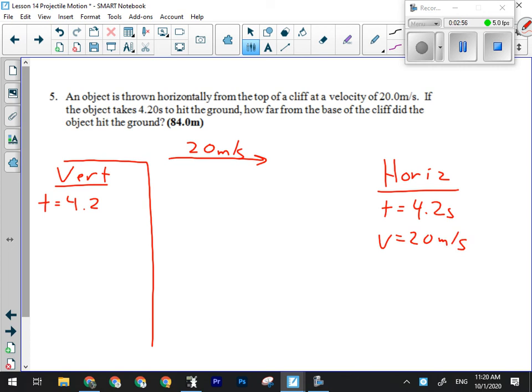If the object takes 4.2 seconds, how far from the base of the cliff did the object hit the ground? This one's a trick. It sounds hard because the wording is tricky, but all I'm looking for is the horizontal distance, and I have the horizontal velocity and the time. So I can just use those to calculate D. D equals V times T. 20 times 4.2 is 84.